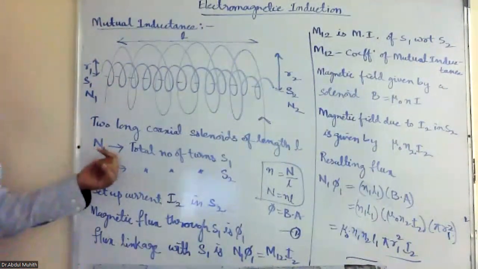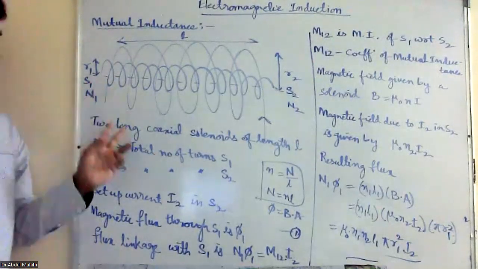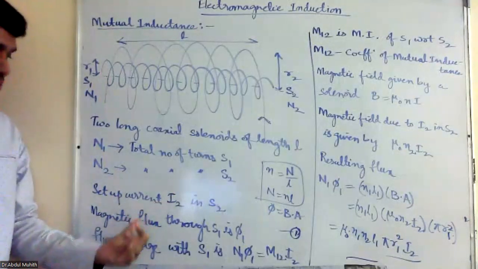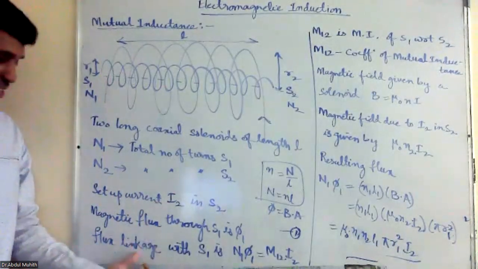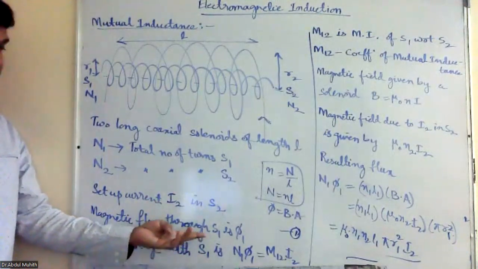So N1 is the total number of turns in S1, is it not? And N2 is the total number of turns in S2. So set up current I2, then there is a magnetic flux. So flux linkage with S1 is N1 phi1, which is M12 into I2.